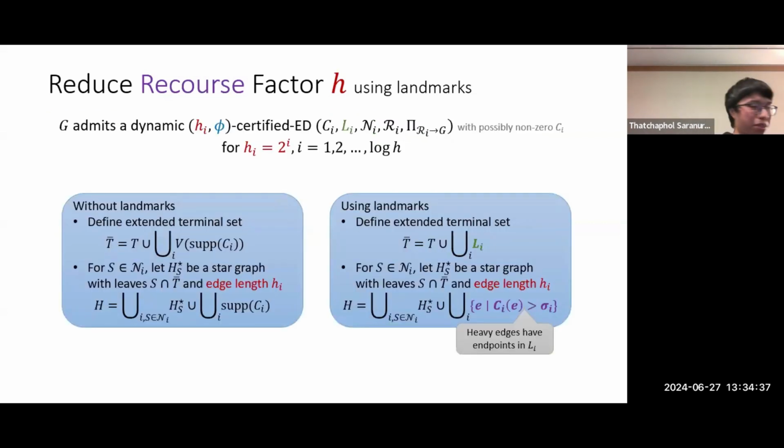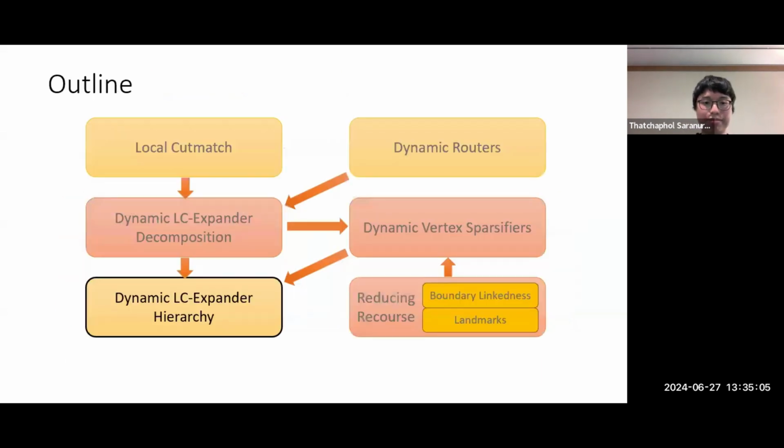And how to use landmarks to reduce the recourse is just this: when we construct the vertex classifier, we substitute the endpoints of cut edges with our landmarks. Intuitively, this will not affect the approximation ratio of the classifier much because the landmarks are close to the endpoints of cut edges. And that finishes the dynamic vertex classifiers part.